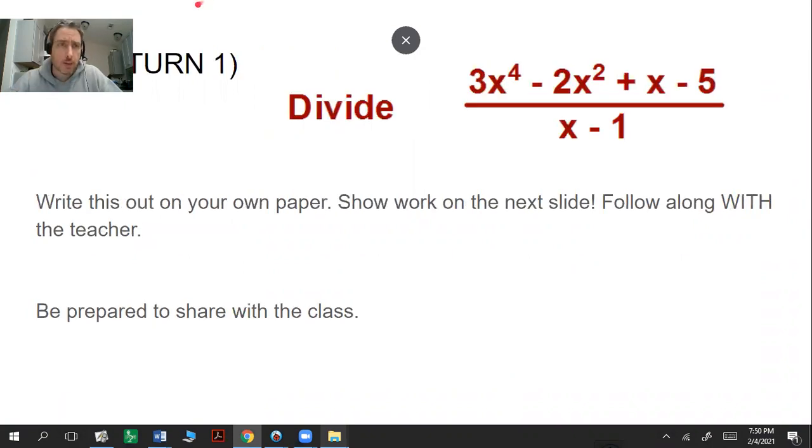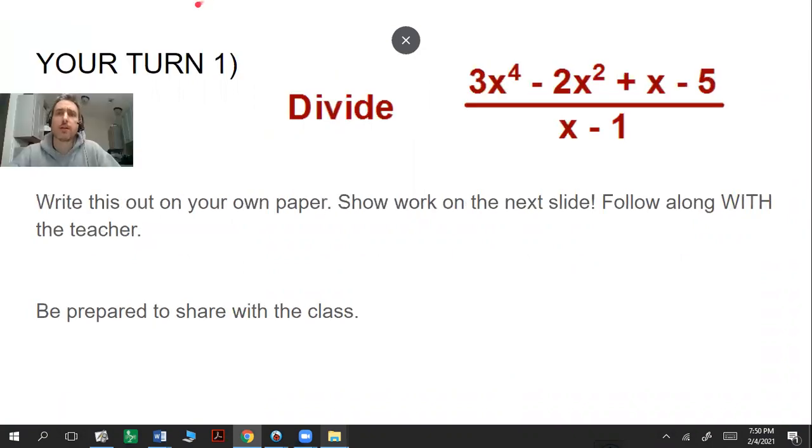And here's our first problem. We want to divide 3x to the 4th power minus 2x squared plus x minus 5 divided by x minus 1. Now, if you would like to try this before I go over it, pause the video, try it on your own, and then you can continue playing and you can see the rest of the slide in the video. So you can check your answer that way too.